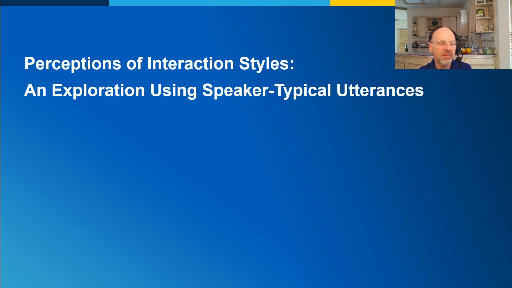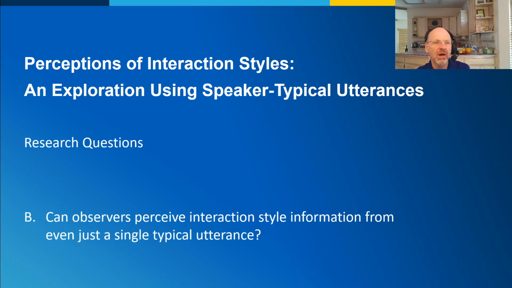So there's the idea. We're interested in perceptions of interaction styles, and we're exploring them through this concept of speaker typical utterances, maybe with an application at the end. All right, research questions. Does this work? Can observers perceive interaction style information from just a single typical utterance? And what interaction styles exist anyway?